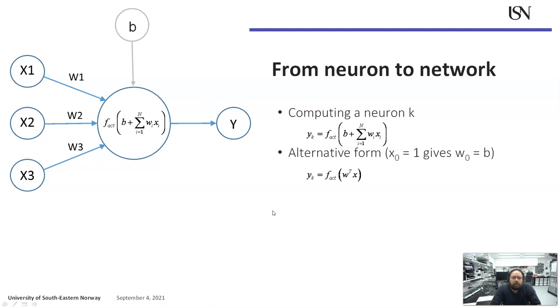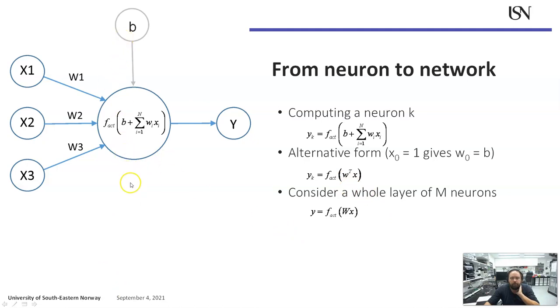Now we can mathematically rewrite this a little bit. If we imagine that we have an artificial input, which we'll call X0, which always has the value 1, and then we rename the bias B into V0, and then we stack the weights and the inputs, including our artificial X0, into vectors. Then we can write this weighted sum as simply the transpose of the weight vector times the input vector. And that's mathematically equivalent to what we have here. And of course, we have to apply the activation function and we get the same output.